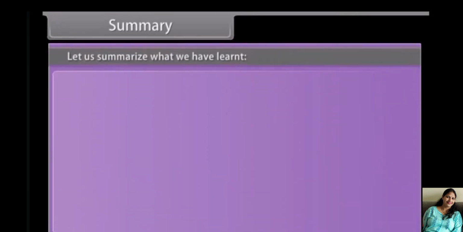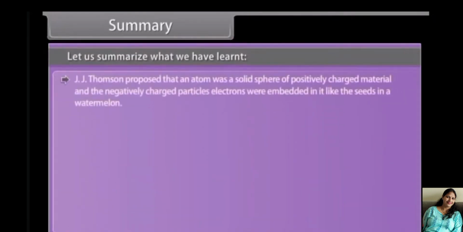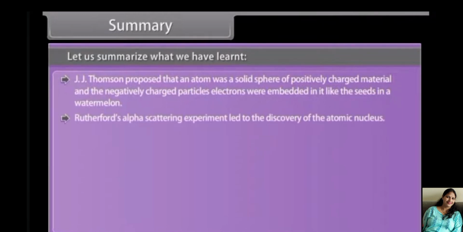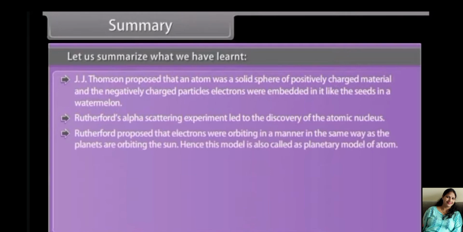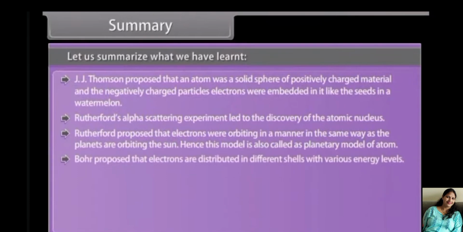So what is the summary of this chapter? Let me summarize this. J.J. Thomson proposed that an atom was a solid sphere of positively charged material and the negatively charged electrons were embedded in it like the seeds in a watermelon. Second, Rutherford's alpha scattering experiment led to the discovery of the atomic nucleus. Rutherford proposed that electrons were orbiting in the same way as the planets are orbiting the sun. Hence, the model is also called the planetary model of atom.